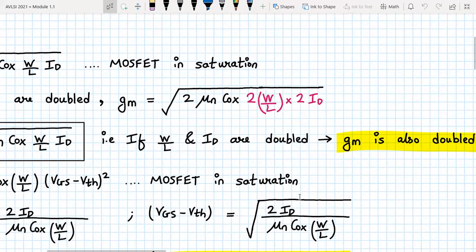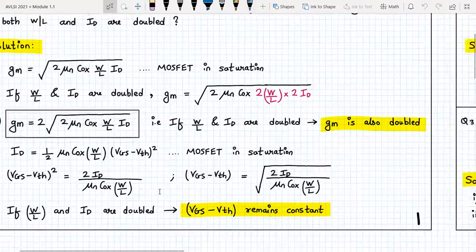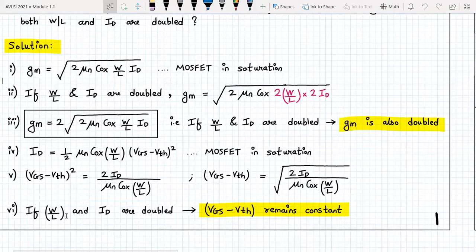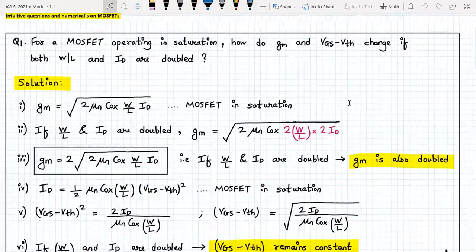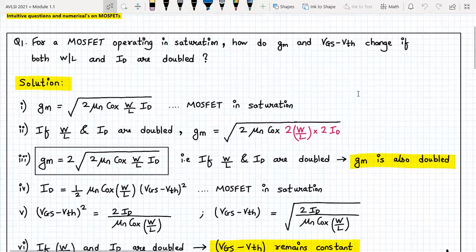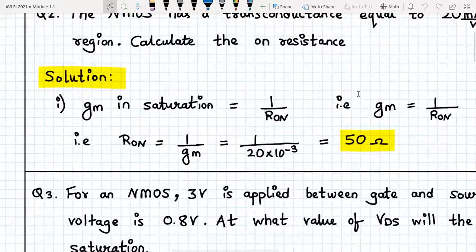Okay. Now what we are doing, we are doubling the value of ID and doubling the value of W by L. So what's the effect? If you double the values in the denominator and numerator, they will cancel out. So we can comment that the VGS minus VTH value after doubling the value of W by L and ID remains unchanged. Okay. So if W by L and ID are doubled, VGS minus VTH remains unchanged. It remains constant actually. So that's the answer to question number 1. Let's move on to question number 2.